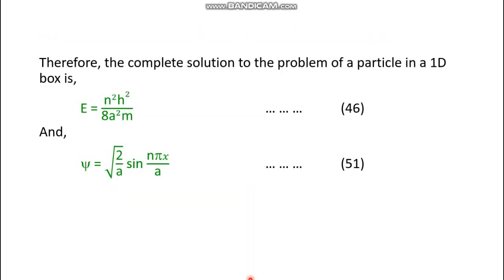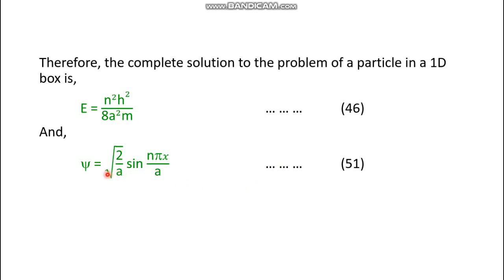Okay, up to equation 49 and 50, and thus we get the complete solution of the problem of a particle in a one-dimensional box. The energy expression E_n, for simplification we are writing it as E, is nothing but as a function of n, E_n equals n squared h squared by 8 a squared m. This is equation number 46 we have already obtained, and here we get another new equation.